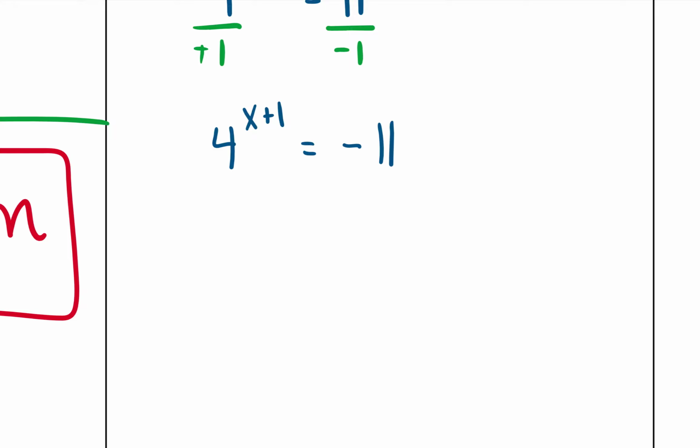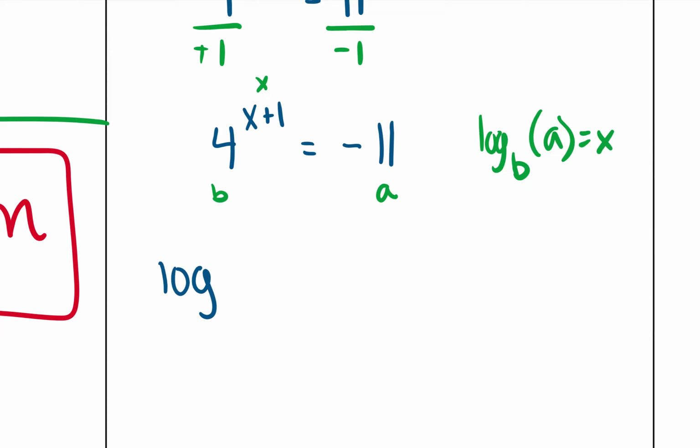Okay, so I have my base, I have my x, I have my a, and I want log base a equals x. So I have log, base is 4, my a is negative 11, and it equals x plus 1.